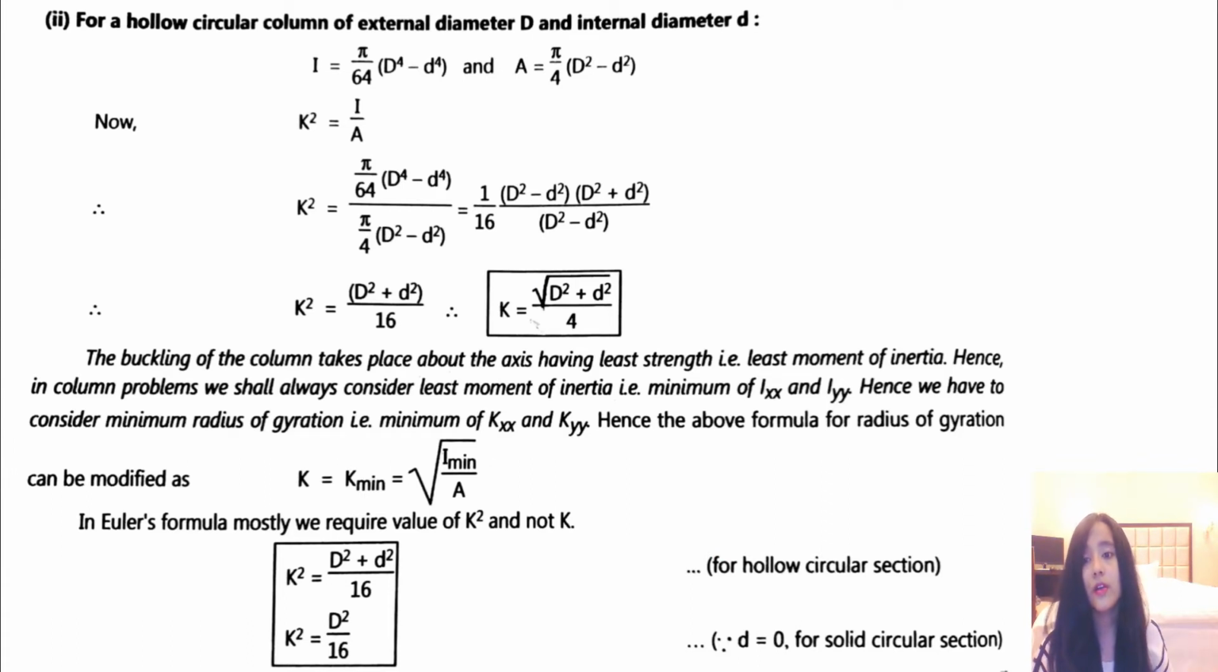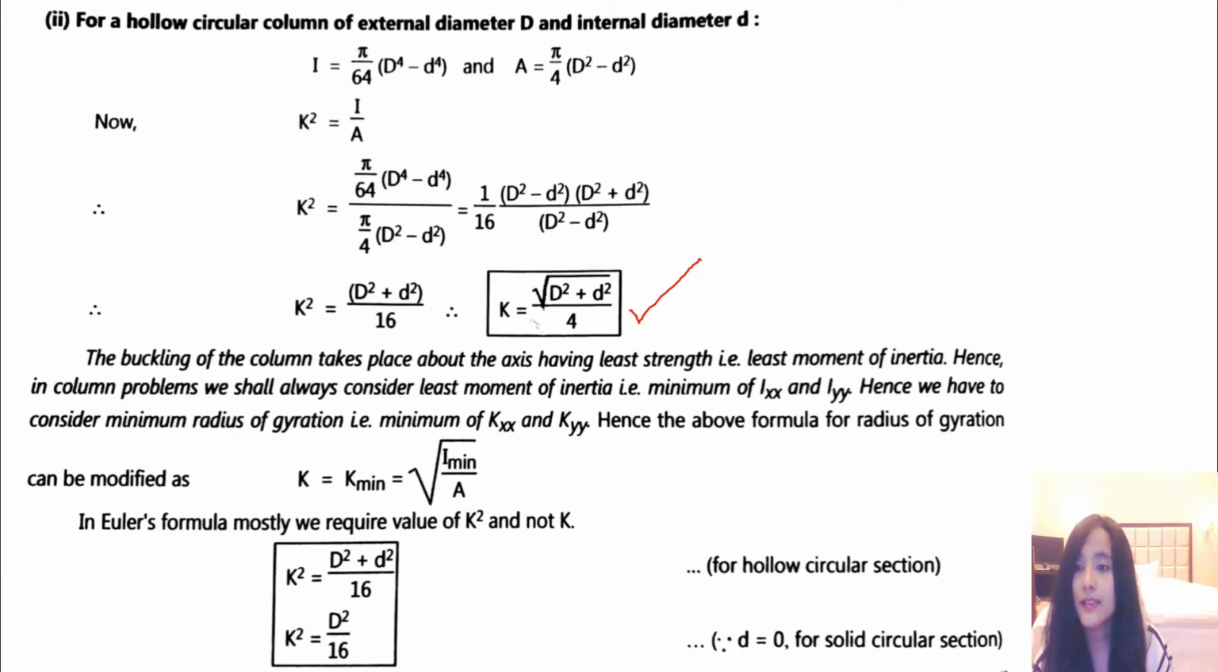Now here, similarly, for a hollow circular section, or a hollow circular column, the radius of gyration k, just as we found earlier for the solid circular section, we have to find I and A both. After cancelling, you will get k equals root over of (d square plus d by 4). So this is the one that we will be using.